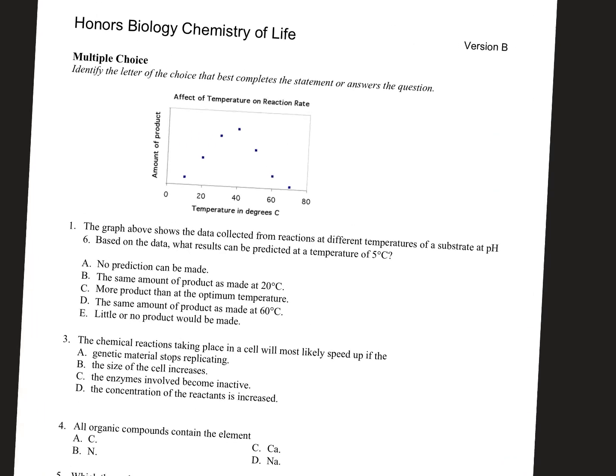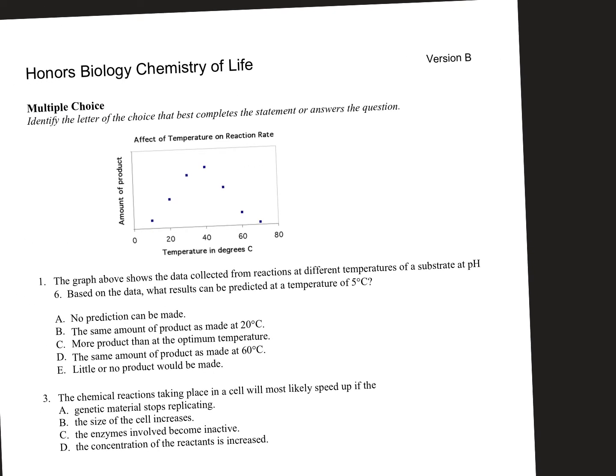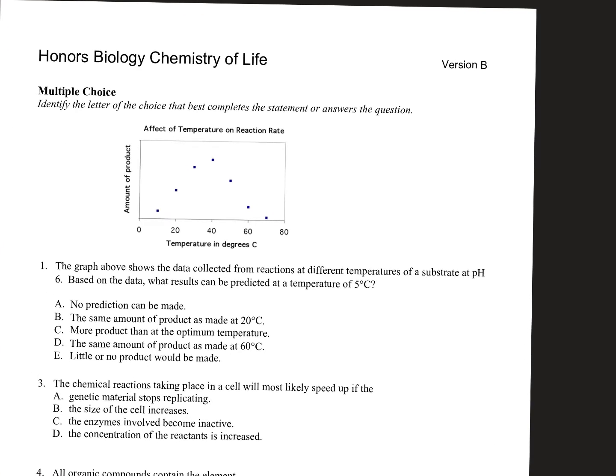The first question on the test says the graph above shows the data collected from reactions at different temperatures of a substrate at pH 6. Based on the data, what results can be predicted from the temperature of 5 degrees Celsius? This has nothing to do with molecular structure. What this is testing is your chapter 1 skills, the skill of analyzing a graph, of doing control groups, experimental groups. This was chapter 1 material.